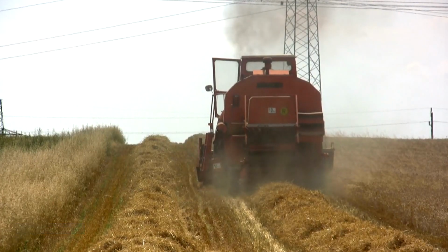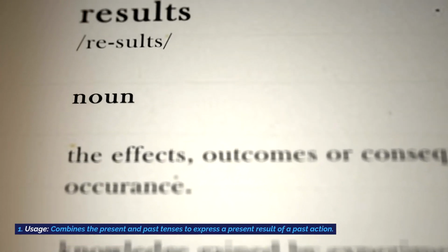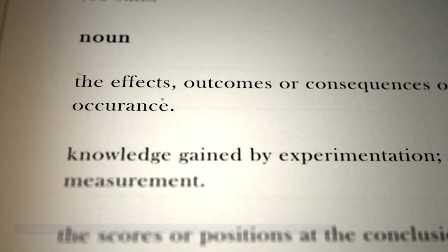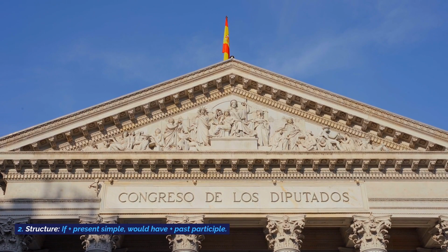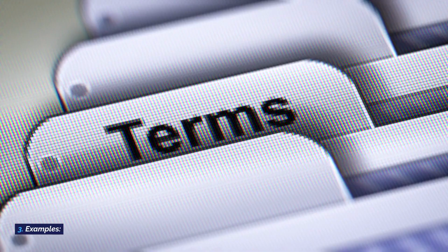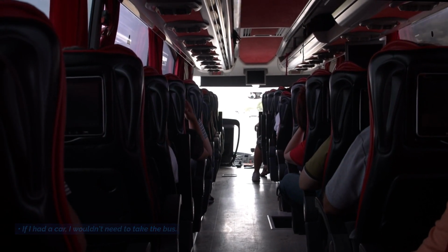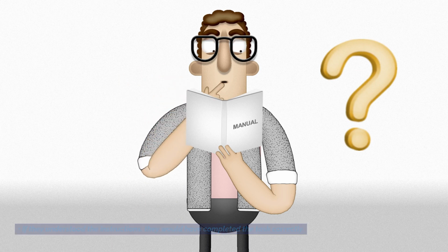Mixed conditional. Mixed first conditional. 1. Usage. Combines the present and past tenses to express a present result of a past action. 2. Structure. If plus present simple, would have plus past participle. 3. Examples. If I had a car, I wouldn't need to take the bus. If they understood the instructions, they would have completed the task correctly.